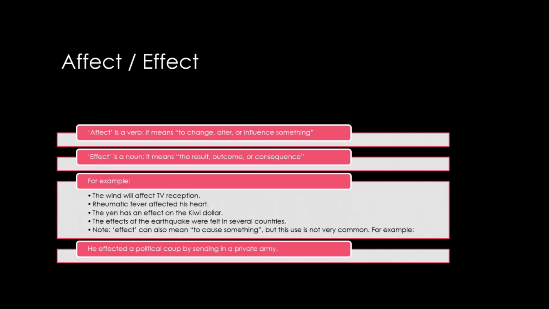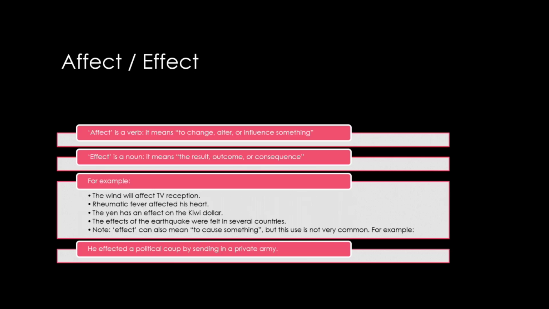Then we have affect and effect. I have explained it, but let's look at examples, right? So affect is to change, to alter or influence something. Effect, on the other hand, is the result or outcome of something, or consequence.